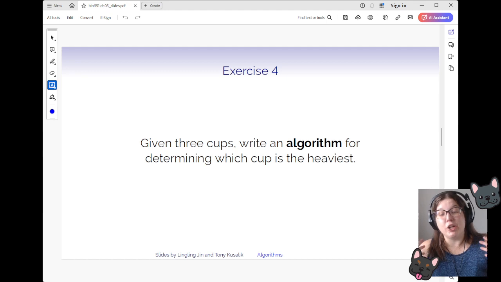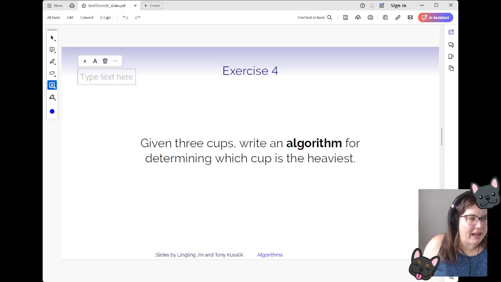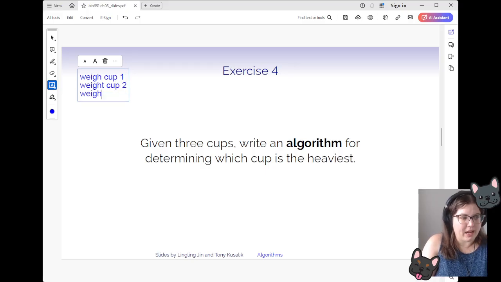But say I didn't know at the time who was heavier, then we have to do some different things. So this is going to be quite a long algorithm. I'll try to keep it still readable over top of these things here. But at the very beginning, say we're going to weigh our cups. So we're going to weigh cup 1, weigh cup 2, and weigh cup 3. So each of those are different actions.